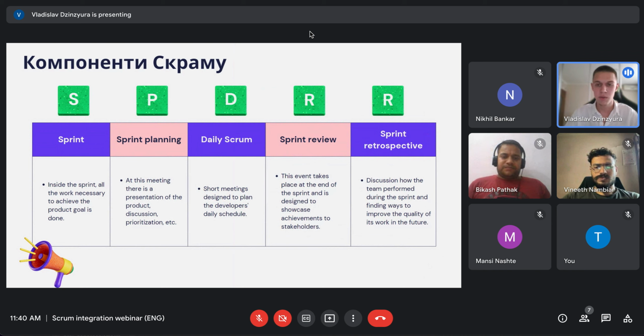As for the sprint review, it's a demonstration of the working product which was developed during the sprint. So this event takes place at the end of the sprint and it's designed to showcase achievements to the stakeholder. And the last important Scrum component is sprint retrospective. So a sprint retrospective is kind of an autopsy. So it's a discussion of how the team worked during the sprint, and it's a possibility to find some ways to improve the quality of its work in future.